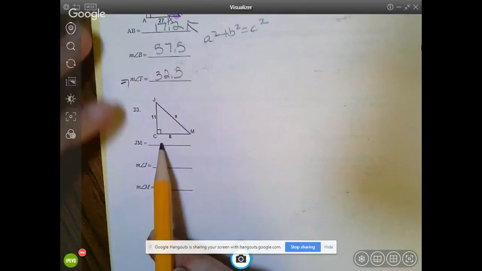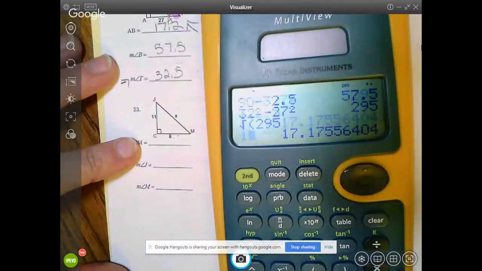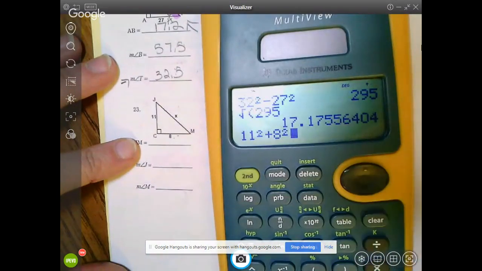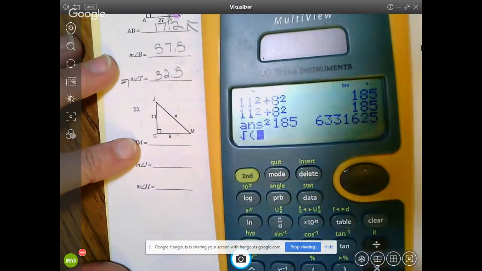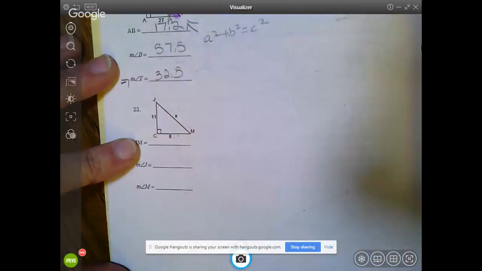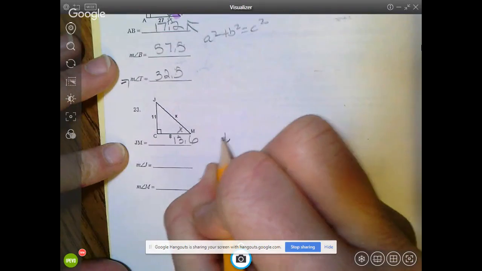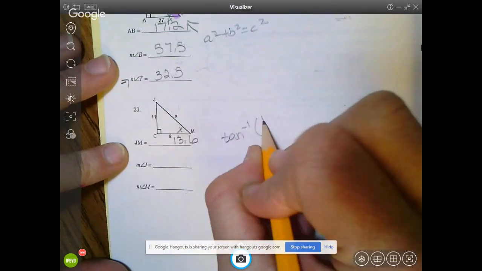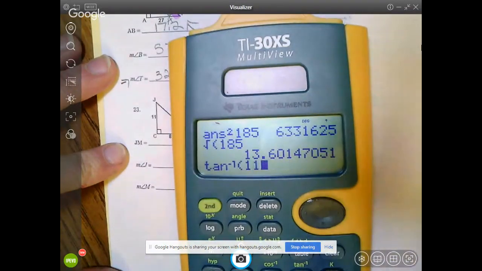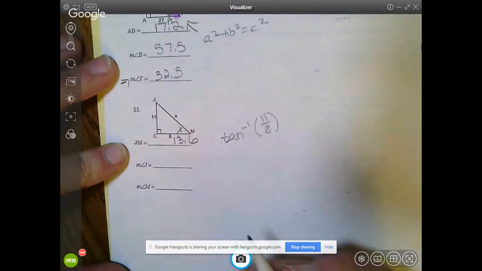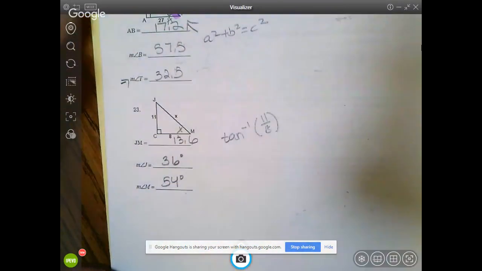Here it says JM. Again, I would just do our Pythagorean theorem. 11 squared plus 8 squared gives you 185. The square root of 185 is 13.6. If we find m first, we're going to do tan inverse of opposite 11 divided by adjacent 8. Tan inverse. So we get, let's say, 54 degrees for m, which means this has to be 36 degrees for j.